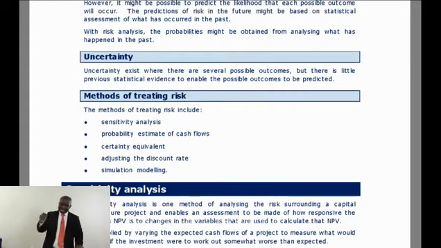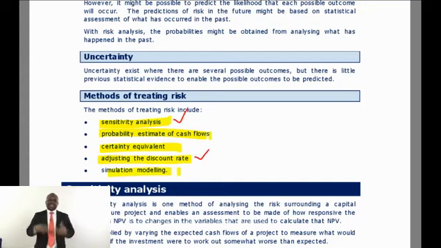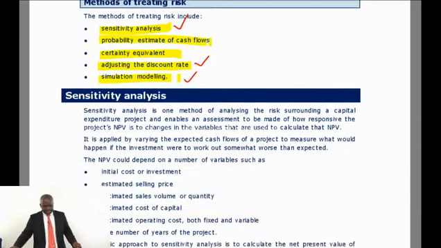Let's come back. The methods that we can use to incorporate risk and investment appraisals include sensitivity analysis, probability estimates, and cash flow, certainty equivalent, adjusting the discount factor, simulation method. Okay, what we're going to do will be the sensitivity analysis. Adjusting the discount factor, we will see it in cost of capital, and simulation, we just have to talk about discursive bit. What is sensitivity analysis?